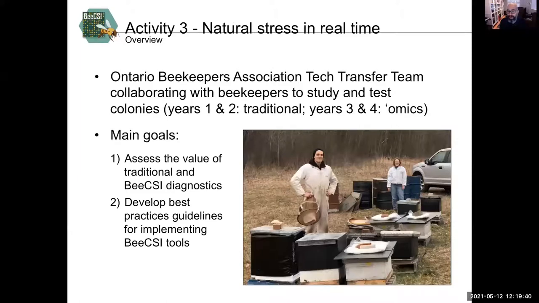The last part of our project, which I think we're really excited about, is that we're collaborating with the Ontario Beekeepers' Association to do a pilot project where we're sampling actual beekeepers' colonies over 4 years. For the first 2 years, we're applying the typical diagnostics that beekeepers have access to now, qPCR for looking for viruses, doing mite shakes and that sort of thing.